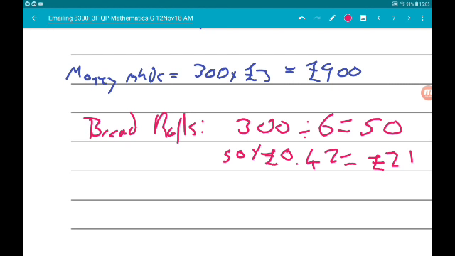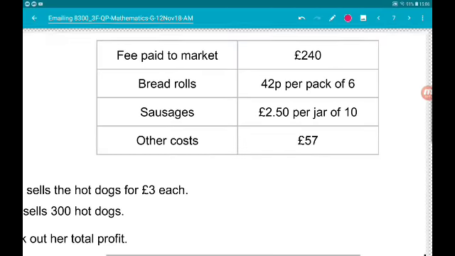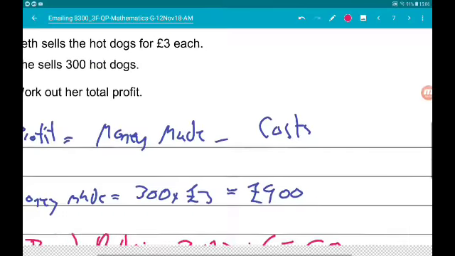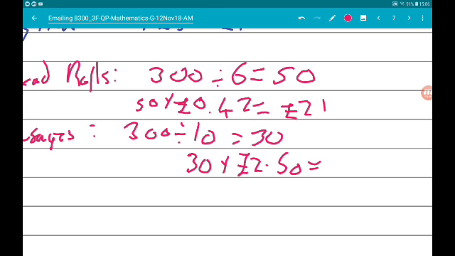Now for the sausages, we know they come in jars of 10. So if we do 300 divided by 10, we get 30. 1 jar costs £2.50. So 30 times £2.50 is £75.